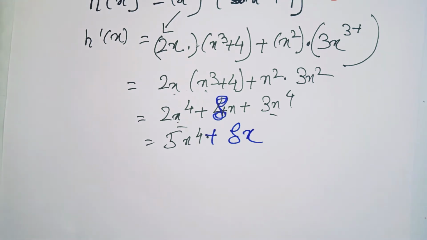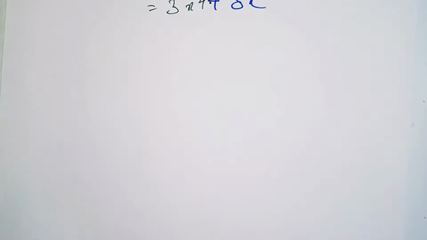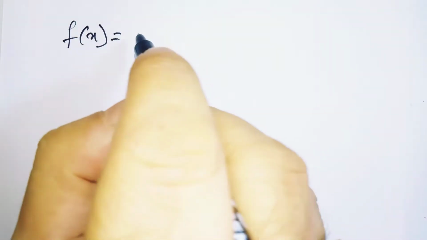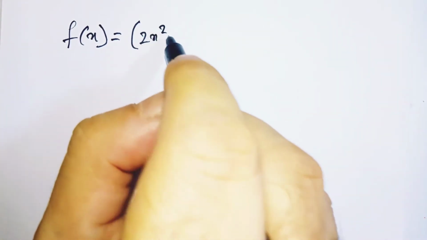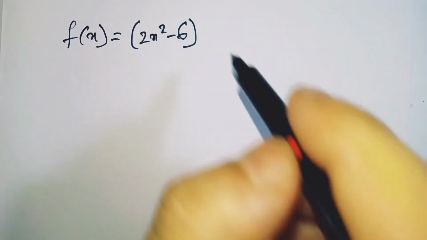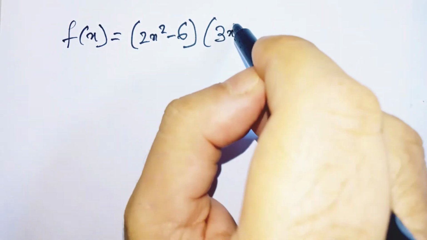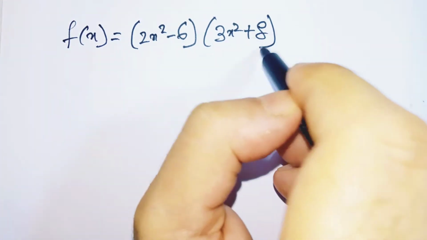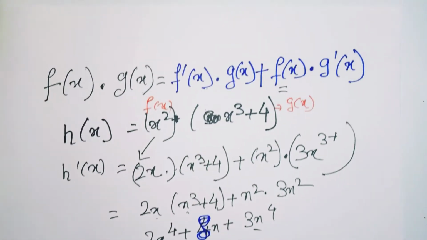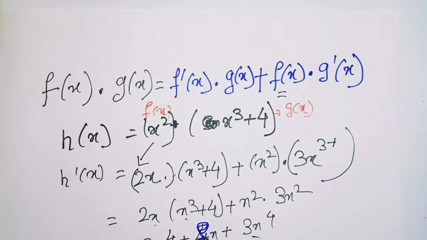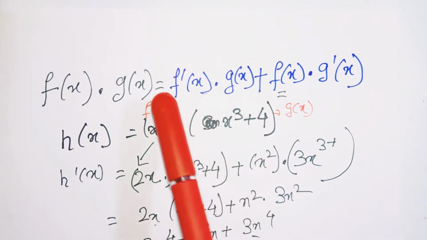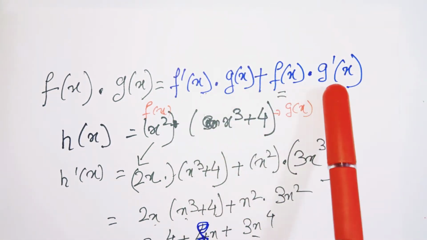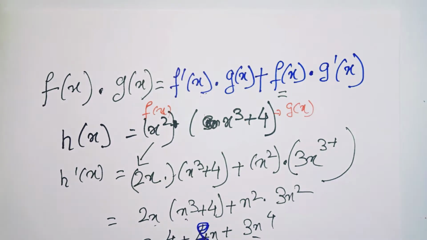So let's quickly look for another example. I will make it fresh for you. So for example, we have got a function like f of x equals 2x to the power 2 minus 6 and 3x squared plus 8, right? Just a quick note that you can flip this g x and f prime x and make it again g x, so it doesn't matter the order in which you're doing, right?